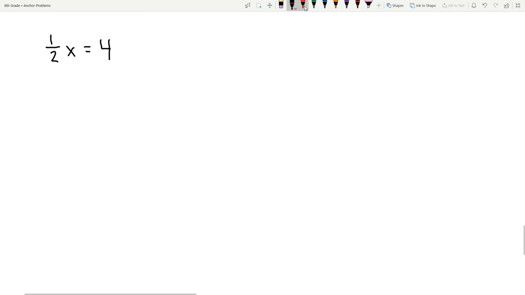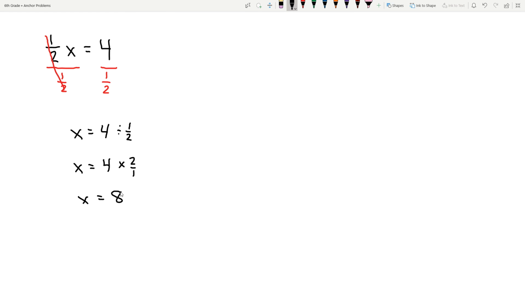But if you were to solve this question by dividing by 1/2 on both sides first, you could, because 1/2 divided by 1/2 is 1, so that cancels, and you're left with x equals 4 divided by 1/2. But here's the thing, when you're dividing with fractions, you end up multiplying by the reciprocal, the flip. So x equals 4 times 1/2 flipped is 2 over 1, or just 2. And 4 times 2 is 8.